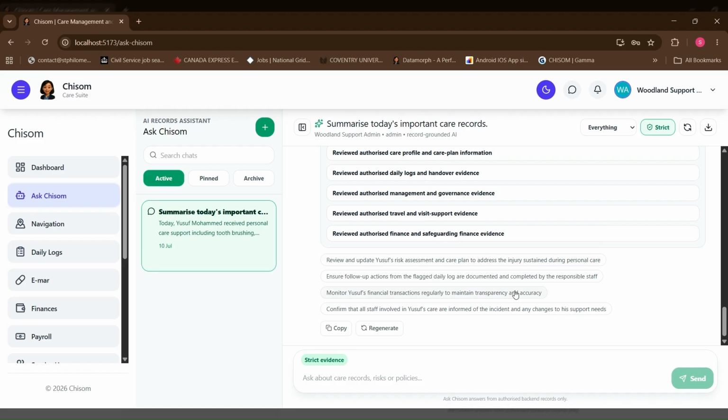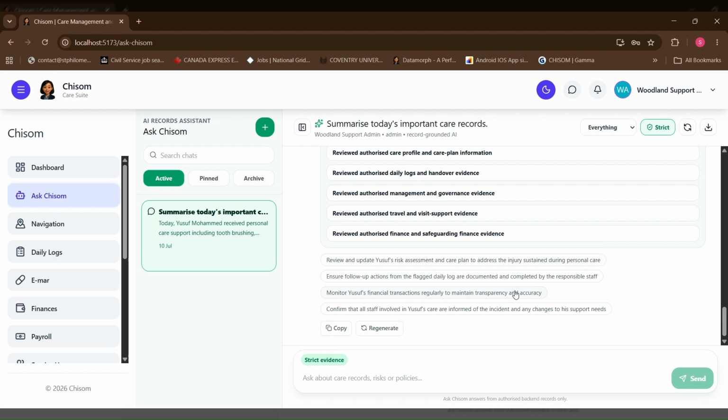Let's take for example, if a manager should ask, which recent notes mentioned increased agitation? Have there been repeated medication refusals this month? When was the service user's risk assessment last updated? The innovation is permission controlled as well. Retrieval is based on the role of the individual.